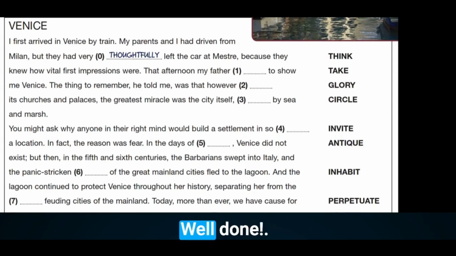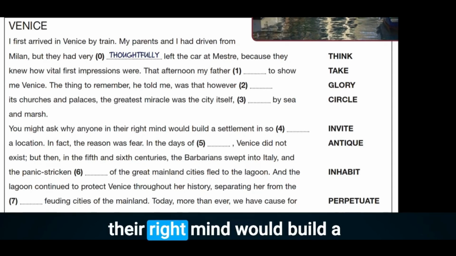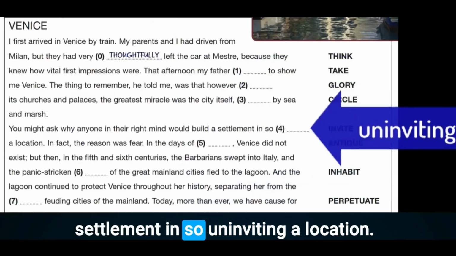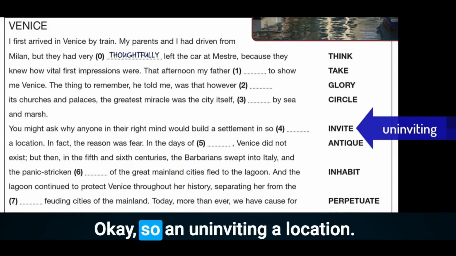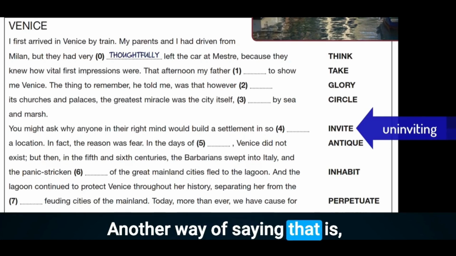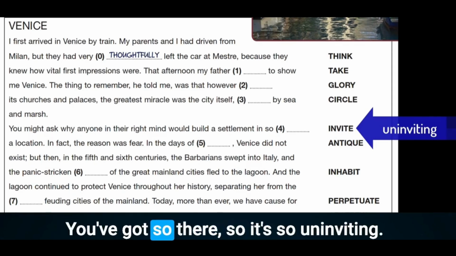Yeah, good. Well done. You might ask why anyone in their right mind would build a settlement in so uninviting a location. Yes, okay. So an inviting location. Good, you did well there. Okay. Another way of saying that is such an uninviting location. Yeah. You've got so there, so it's so uninviting.